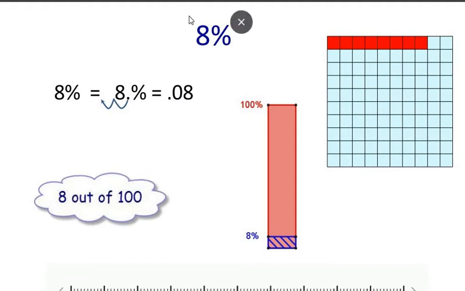So it's impossible to say what some students mistakenly write, 8% as 8/10, or 0.8. No, Miss. We are talking about 8 squares from 100 squares.